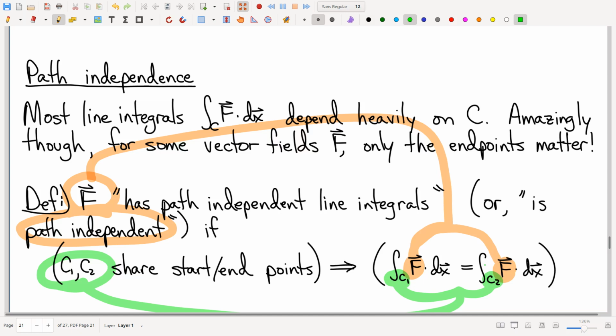Now, there is a very, very critical asterisk on this. These two curves can't be entirely unrelated. They do have to start at the same point. They do have to end at the same point. But still, the curves are going to go over totally different paths. This seems highly implausible. So I think it's a healthy starting point to view path independence as an outrageous suggestion that it could even be possible.